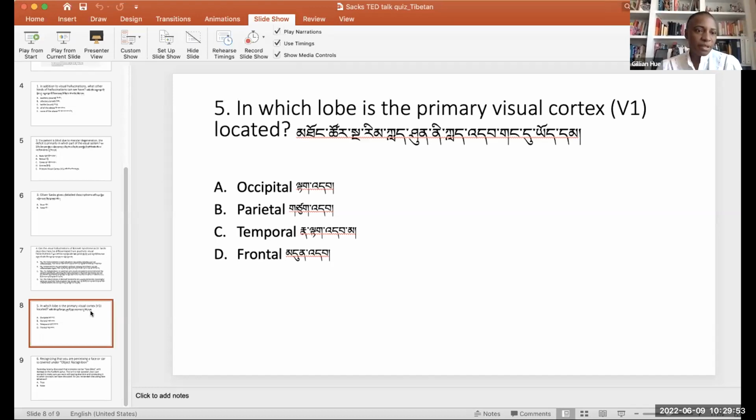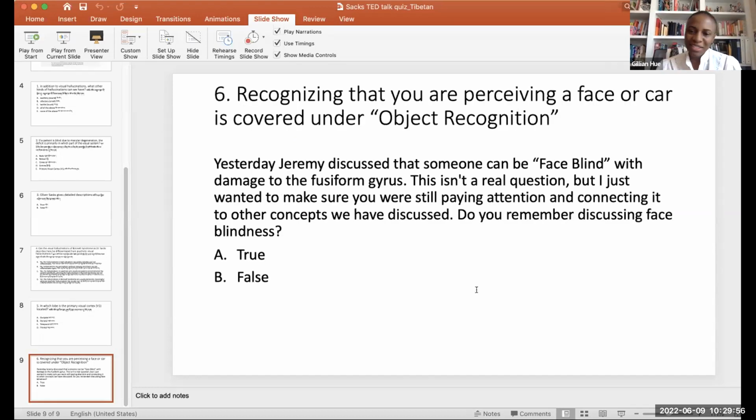Oh, and there we go. This is the one, Dawa, you can translate live, please.